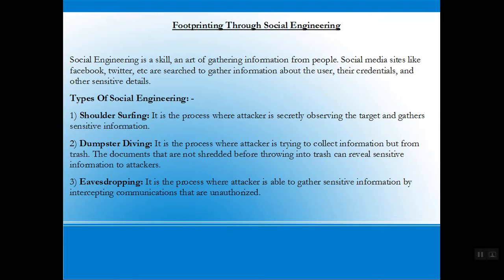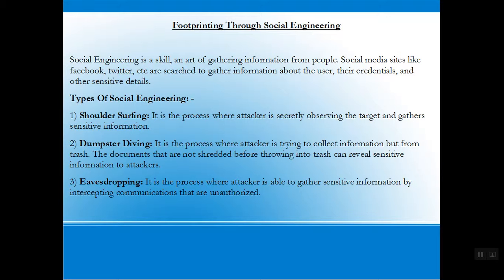Now last but not the least, footprinting through social engineering. Social engineering is a skill and art of gathering information from people. Social media sites like Facebook, Twitter, and so on are searched to gather information about the user, their credentials, and other sensitive details. There are many types of social engineering, but here we will be focusing on three main types of social engineering, which include shoulder surfing, dumpster diving, and eavesdropping.